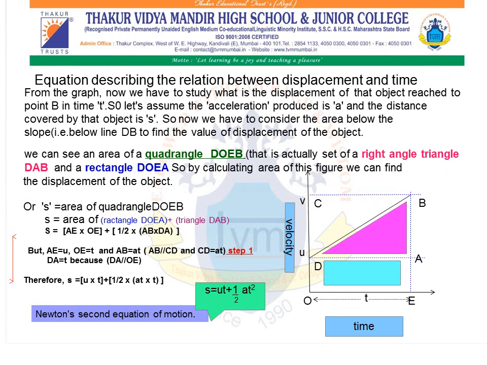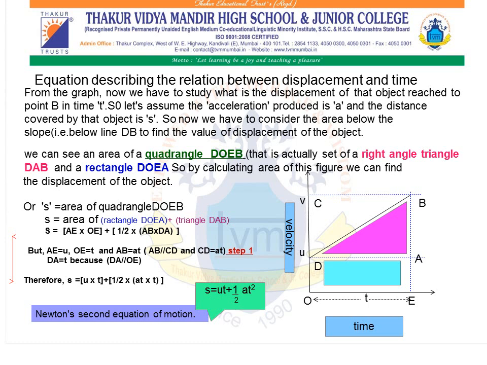Now let's derive the second equation of motion, the equation describing the relation between displacement and time. From the graph, now we have to study what is the displacement of the object reached to point B in time t. So let's assume the acceleration produced is A and the distance covered by that object is S. Now we have to consider the area below that slope, that is below the line DB, to find the value of displacement of the object.